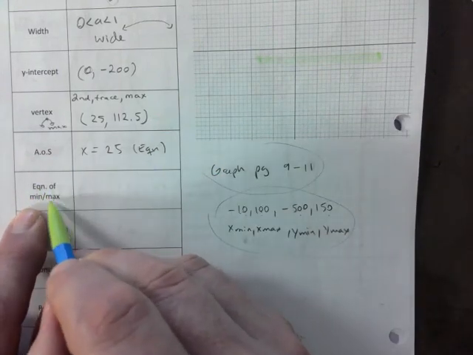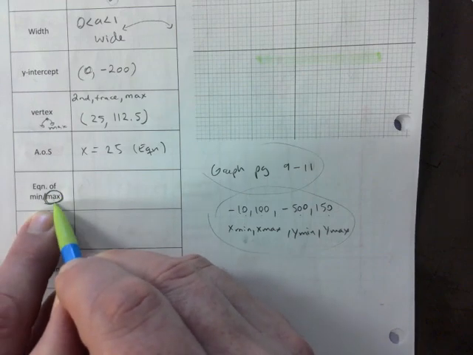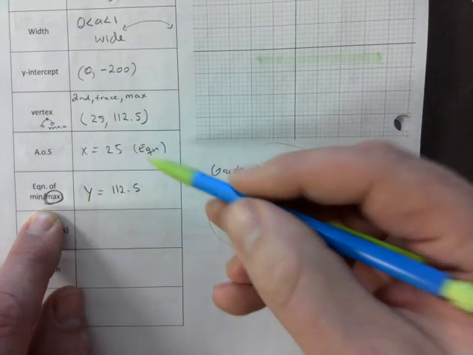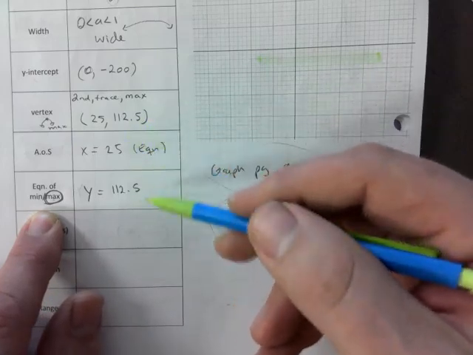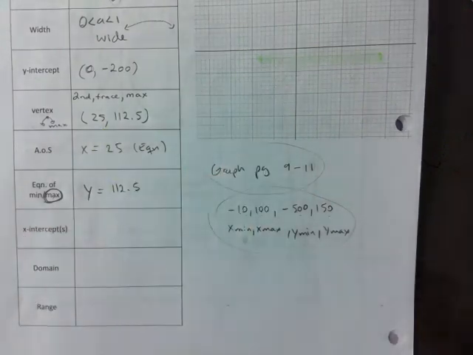Equation of min or max. It has to say it this way, but we know that this is the equation of the max, right? In this case, y is equal to 112.5. So this is something you're just going to have to get used to. But both of these lines make a T right through the vertex. Okay?